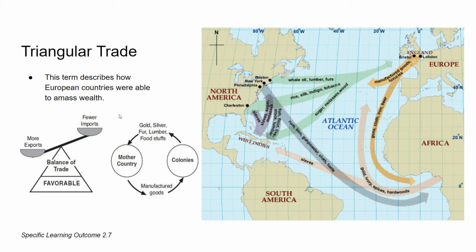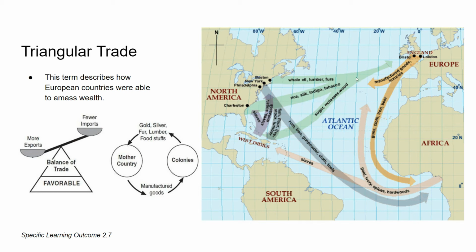Okay, so we're going to start here on the right with the map. So in Europe, especially the British as the example in this map, what they would do is go across the world and conquer all of these different colonies. Now, each of these colonies had different things that they could offer the mother country in return. So North America, for example, would grow lots of different crops like rice and silk and indigo, tobacco, sugar, molasses, wood. All of these different places in North America could produce these raw natural resources.